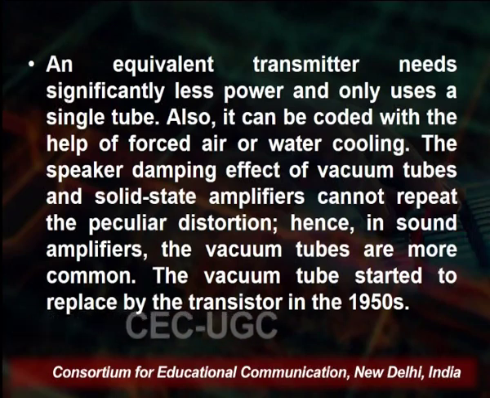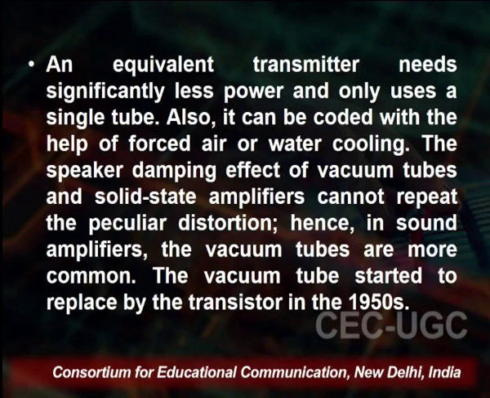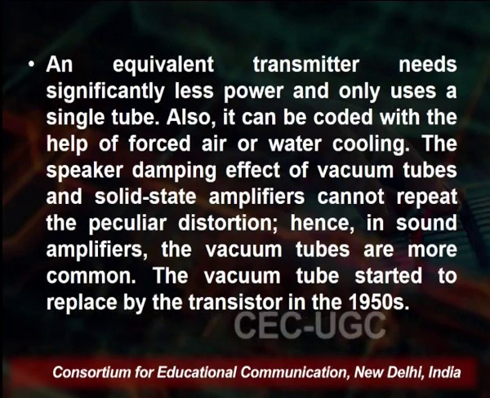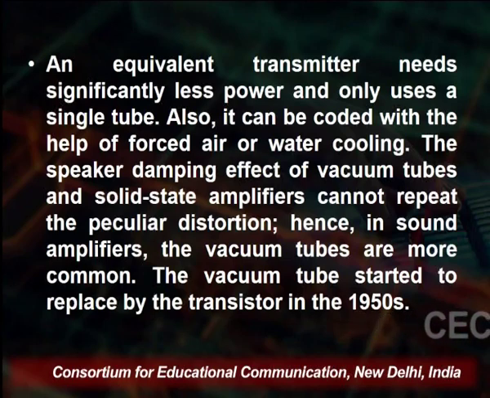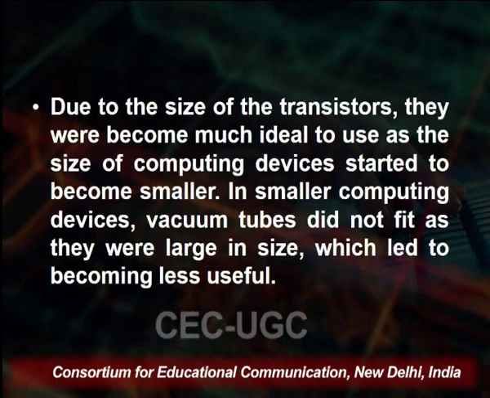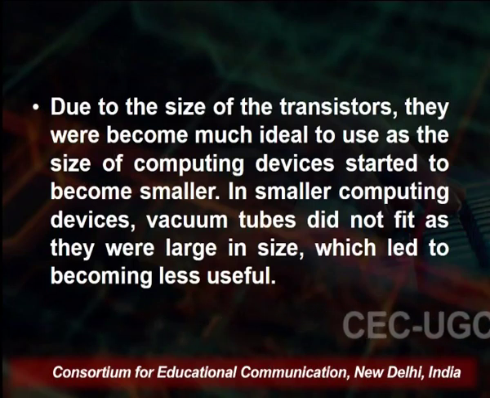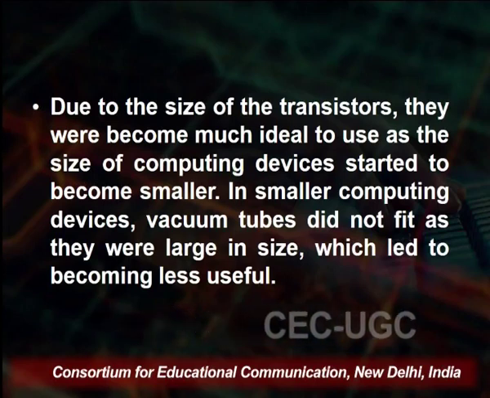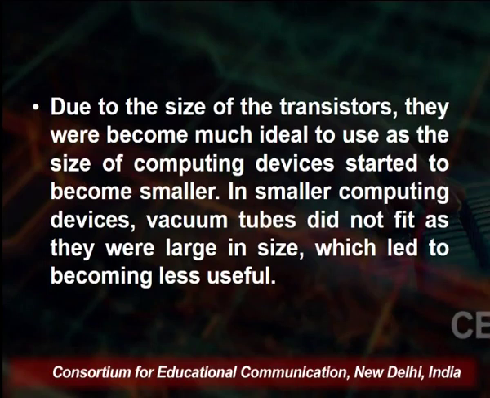Solid state amplifiers cannot repeat the peculiar distortion and speaker damping effect of the vacuum tube, so in sound amplifiers vacuum tubes are more common. Similarly, transistors started to replace the vacuum tube in the 1950s. Due to their size, transistors became ideal for computing devices, which started becoming smaller. Nowadays we use ICs in place of the vacuum tube. In smaller computing devices the vacuum tube did not fit as it was large, so it became less useful.